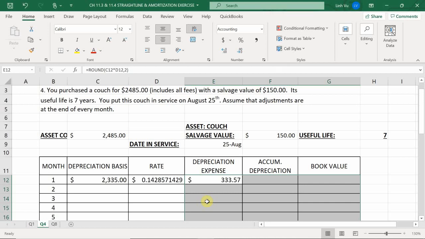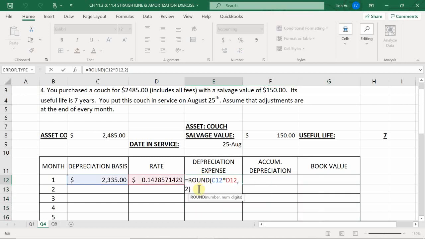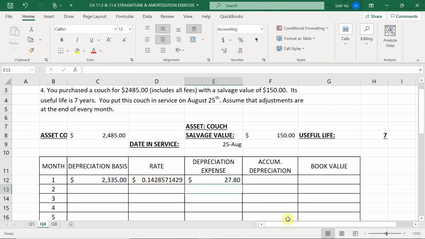Whole year. How do I depreciate it for just 1 month? So you only depreciate just 1 month. You divide the whole thing by 12, right? How many months are in 1 year? So if this is equivalent to 1 whole year, I'm only looking for 1 month. So in this case, I just divide the whole thing by 12. If I divide the whole thing by 12, I'm going to get $27.80.